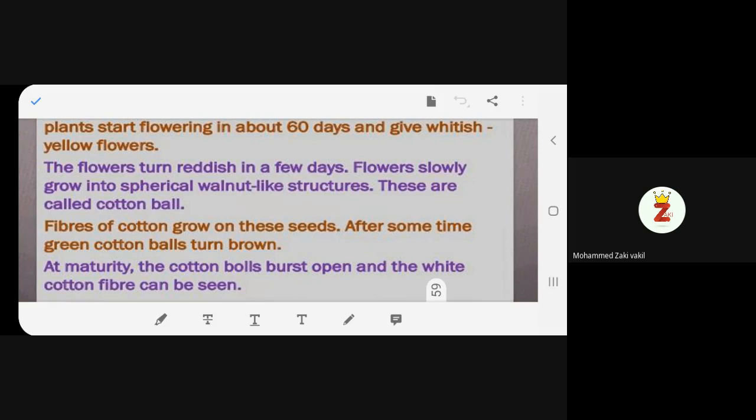At maturity, the cotton ball bursts open and the white cotton fiber can be seen. Fine.